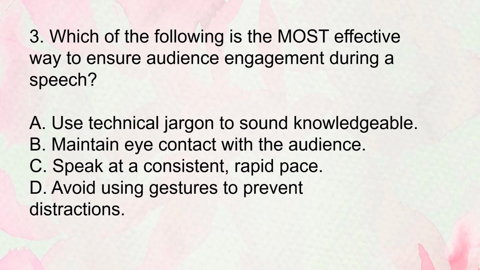Number three, which of the following is the most effective way to ensure audience engagement during a speech? Letter A, use technical jargon to sound knowledgeable. Letter B, maintain eye contact with the audience. Letter C, speak at a consistent, rapid pace. Or letter D, avoid using gestures to prevent distractions.